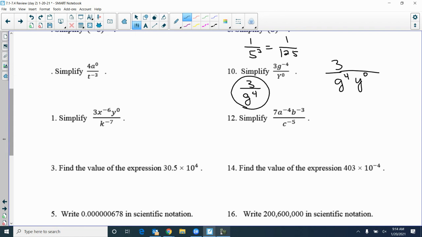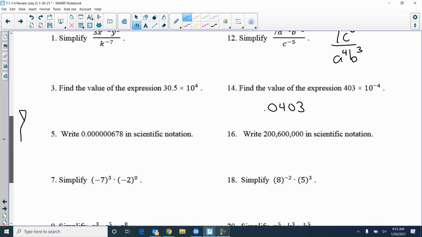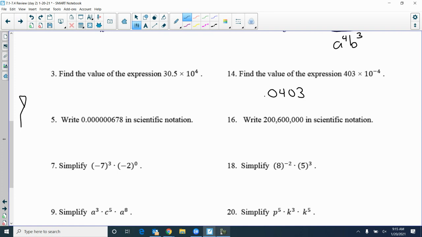Anna, what do you got for 12? 7 c over a4. Good. 7 c to the 5th over a4 b cubed. Double check what you got. Zach, how about 14? 0.0403. You start at 403, move it 4 to the left. That would be correct. What is this in scientific notation? Connor? 2.006 times 10 to the 8. Yep, and do put that as 2.006 times 10 to the 8.